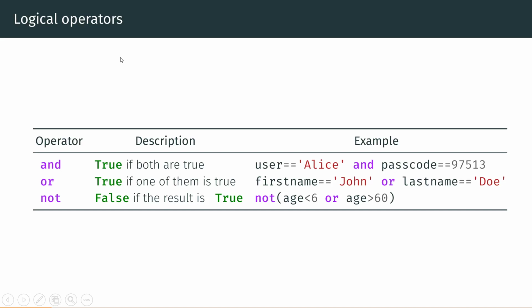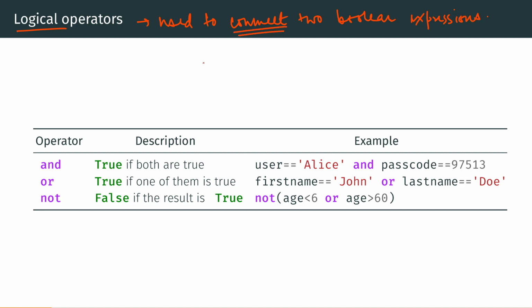The second type of Boolean operator is the logical operator. The logical operator is used to connect two Boolean expressions. Okay, so what do I mean by connect?